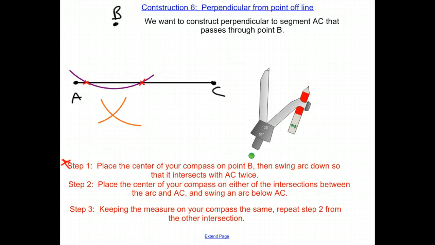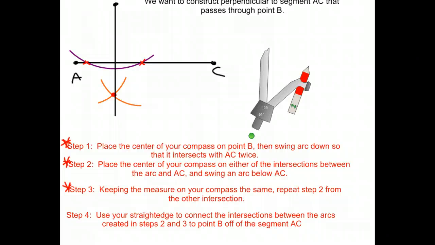And this is the hard part of the construction. We have completed the difficult parts of the construction. All we need to do now is the trivial step of connecting B and this intersection of these two arcs. You will be using your straight edge to make this connection. Once again, I will be using the segment tool on the smartboard. So there we have it. We have now constructed the perpendicular to segment AC through point B off of the segment.